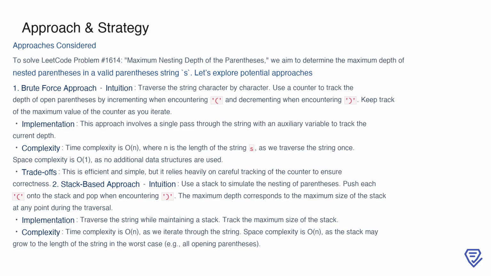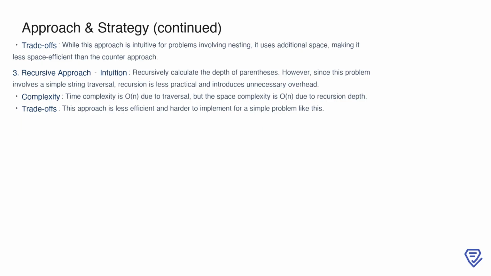Another approach involves using a stack. Here, we simulate the nesting process by pushing an opening parenthesis onto the stack and popping it for each closing parenthesis. The maximum depth corresponds to the largest size the stack reaches during traversal. While this approach is similarly efficient in terms of time complexity at O(n), its space complexity is higher, O(n), because the stack can grow as large as the length of the string in the worst case, such as when all characters are opening parentheses. While the stack-based approach offers an intuitive way of handling nested structures, it requires additional memory, making it less space efficient compared to the counter-based method.